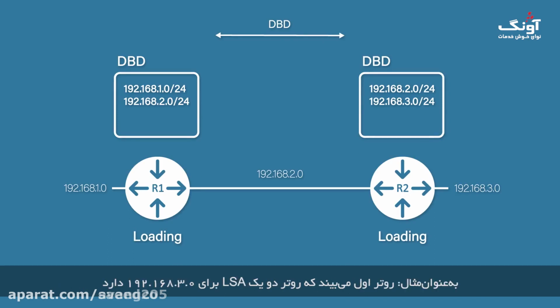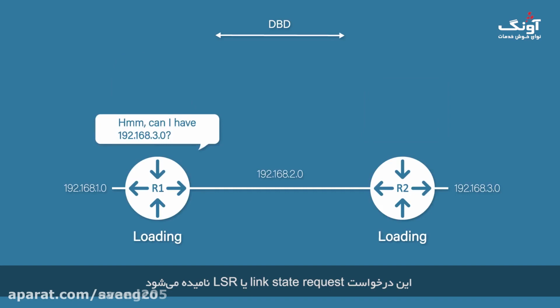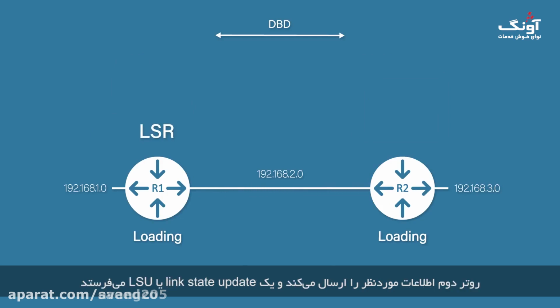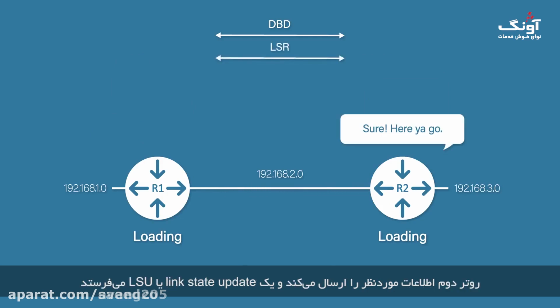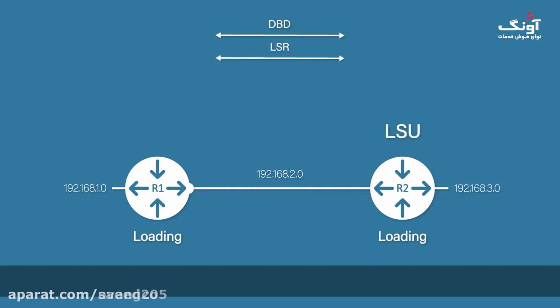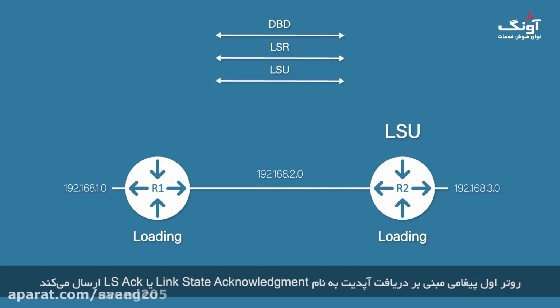firing out updates. So, as an example, router 1 sees that router 2 has the LSA for 192.168.3.0. So it says, can you send me over the 3.0 network? And then sends a request. This request is called a link state request, or LSR. Router 2 responds with sure, here you go, and sends a link state update, or LSU. Router 1 then sends over a link state acknowledgement, or LSAck.